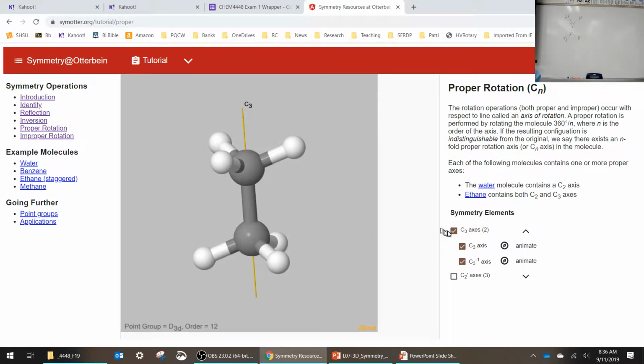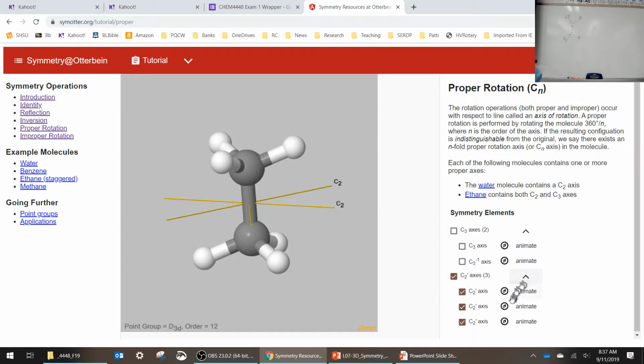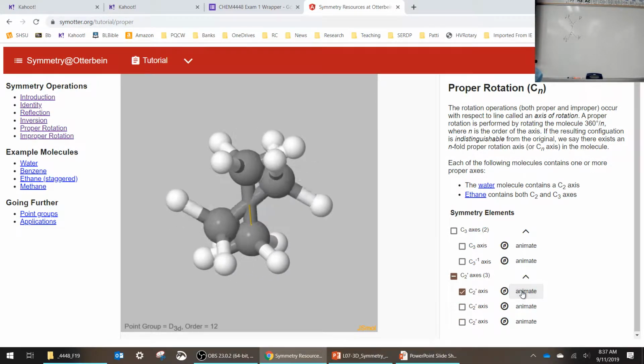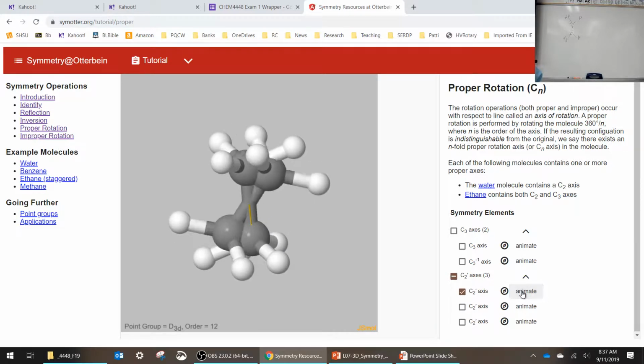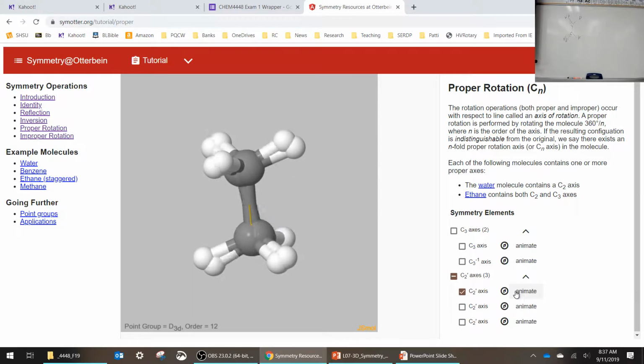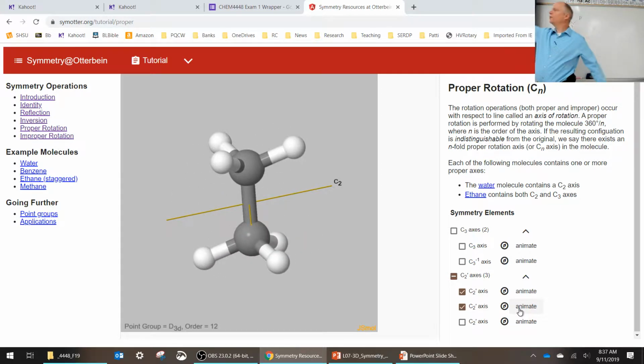So let's look at those. Let me turn the C3 axis off. And there are the C2s. So I'm just going to pick one of them. Good, got the right one. See, that's a 180 degree rotation. And there's 3 of these, because you've got 3 hydrogens pointing off. So one of them rotates this way, the other one rotates this way, and the other one rotates this way. So they just spin around, hydrogen to hydrogen, carbon to carbon. And here's the last one.